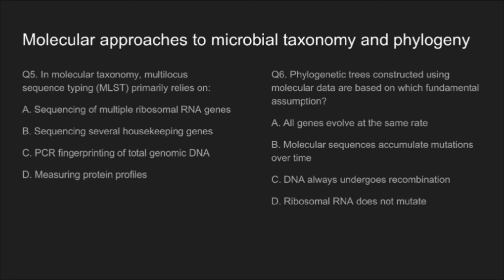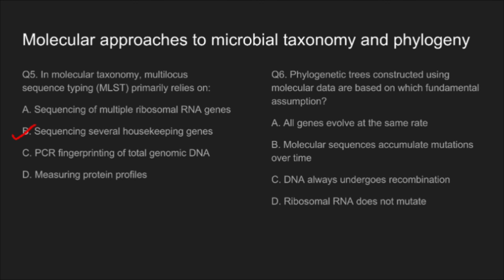Question number 5. In molecular taxonomy, multilocus sequence typing, that is MLST, primarily relies on A. sequencing of multiple ribosomal RNA genes, B. sequencing several housekeeping genes, C. PCR fingerprinting of total genomic DNA, D. measuring protein profiles. So the correct answer for this question is option B. Sequencing several housekeeping genes.